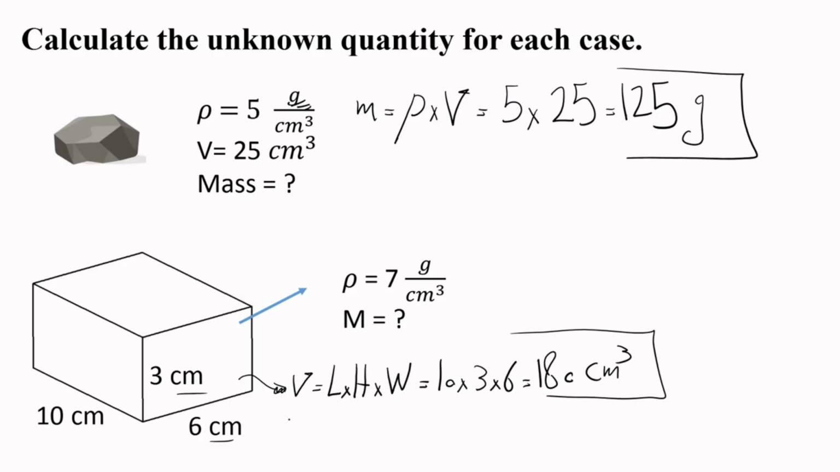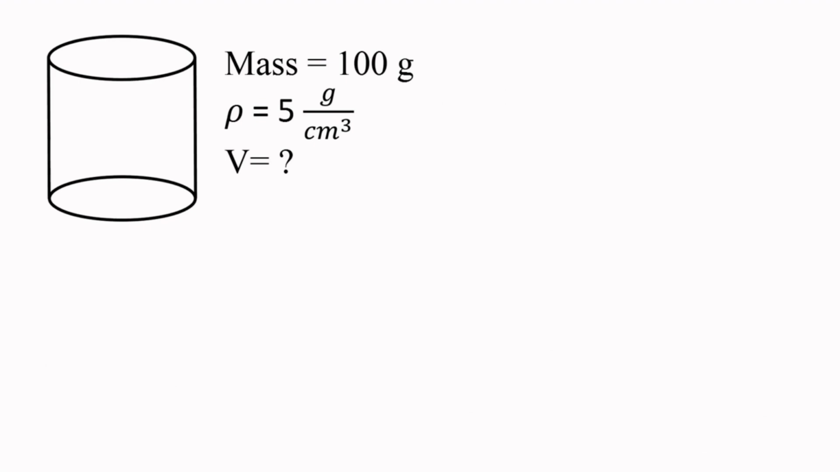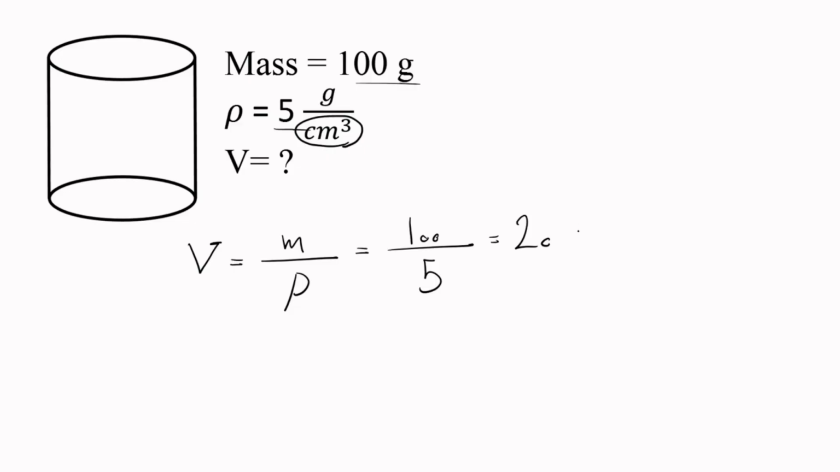Okay, let's go for finding the mass. M is equal to rho times V. Units are corresponding. 7 times 180. Here I have a cylinder and the question expects me to find the volume. I have mass and I have density. Really easy. The only thing that I need to do is applying this formula. M over rho. Units are corresponding. So M is 100 and rho is 5. It's going to be 20. And because I have gram here and here I have gram per cubic centimeter, V is going to be 20 cubic centimeters.